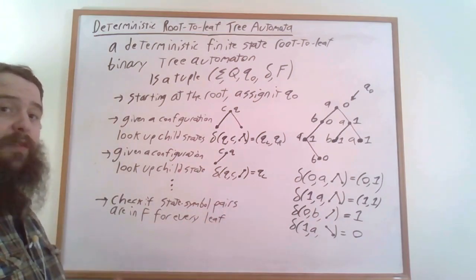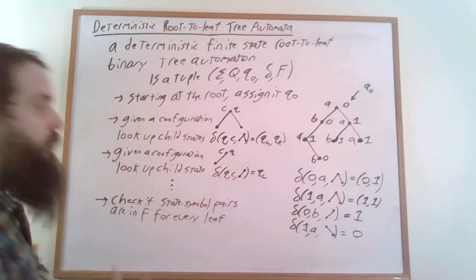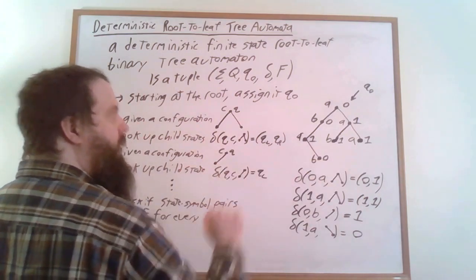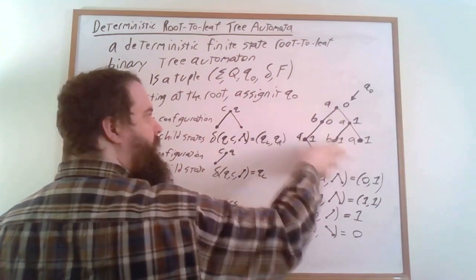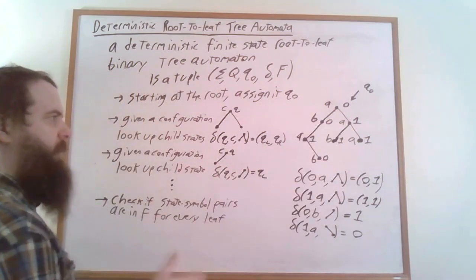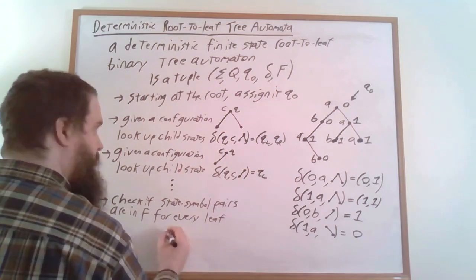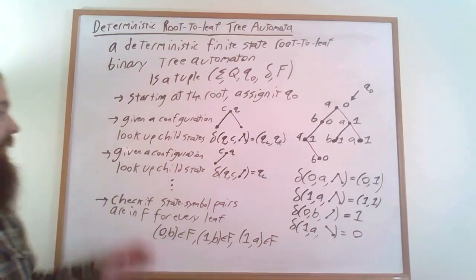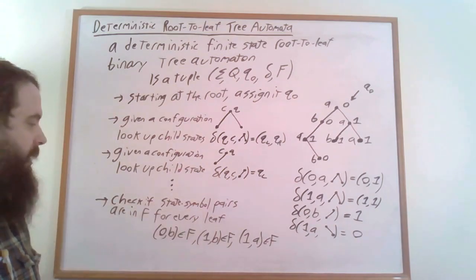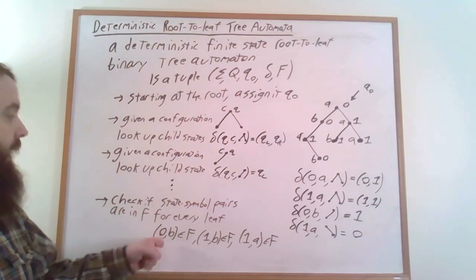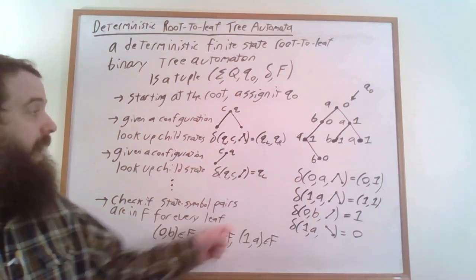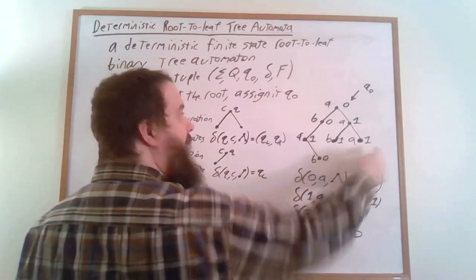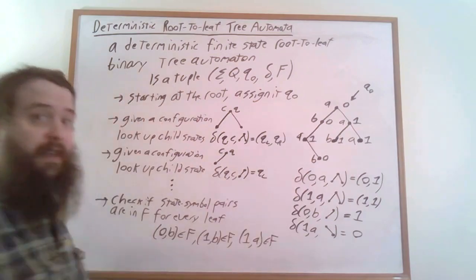And this is going to have to be true for every leaf. So in order for the automaton that has this as part of its transition function to accept the tree that we originally had, it needs to be the case that the set F of acceptable state symbol pairs contains all three of 0b, 1b, and 1a. All of the leaves have to sign off their OK with the run that they've seen.